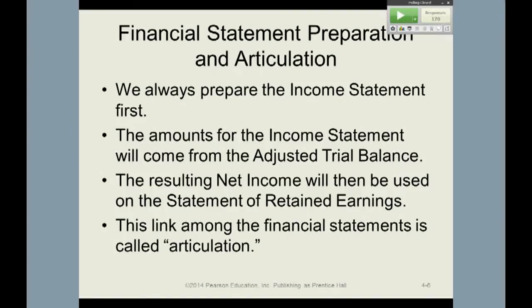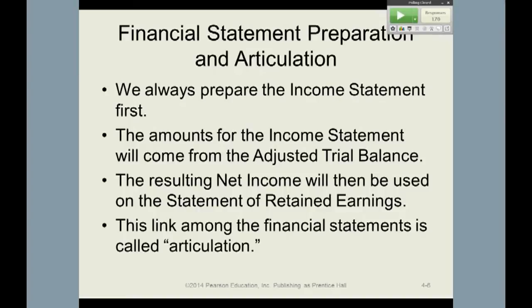And again, the notion is articulation. The fact that we link financial statements together, the fact that income from the income statement goes into the statement of retained earnings, that is known as articulation. And then the retained earnings coming off of the retained earnings statement is needed to balance the balance sheet. As you go through more and more problems, you'll find that the retained earnings account on a trial balance is not the number that goes on the balance sheet. What goes on the balance sheet has to be the retained earnings that you develop from the statement of retained earnings. So the income comes from the income statement, and the balance of retained earnings goes into the balance sheet.